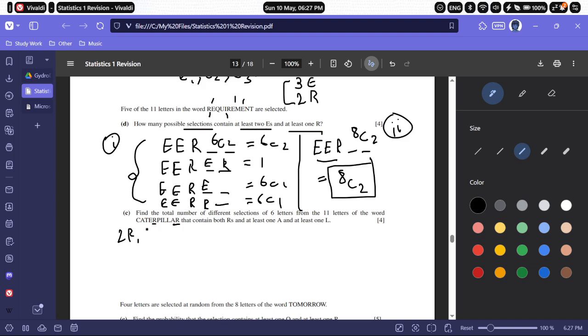So then how many A's do you have? You have 2 A's, right? And how many L's? 2 L's. So again, start by listing out all these selections. So they contain both R's, at least one A and at least one L. And you have to choose how many?